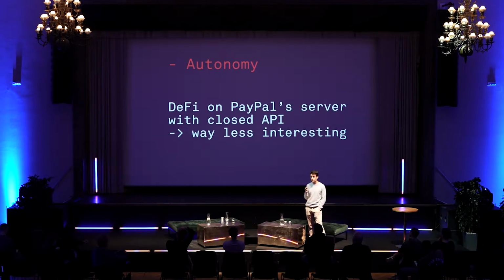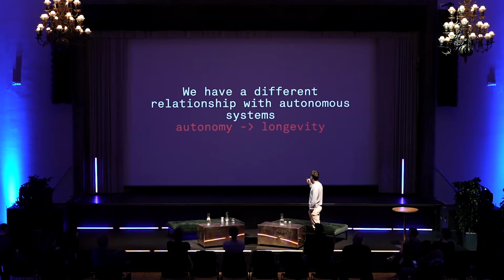So the crux here is autonomy. And so we have a different relationship with autonomous systems, and that's because autonomy, more often than not, leads to longevity. Of course, you can get longevity in different ways, right? If you're a company that runs a computer program for 20 years without screwing up, there is a perceived longevity to this.